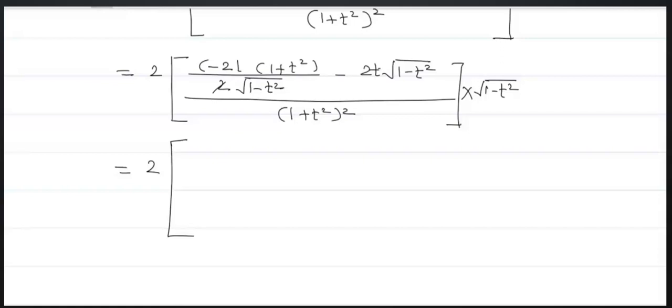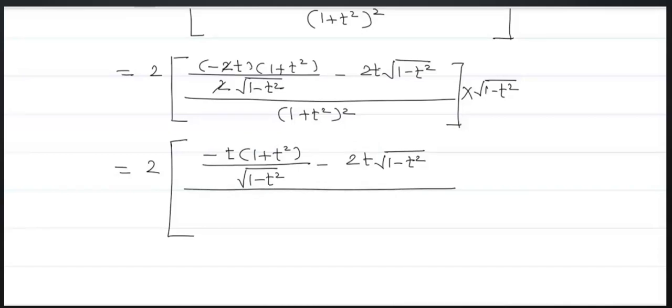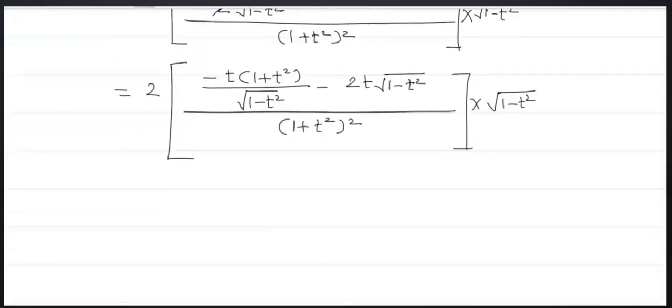This 2, 2 get cancelled, not t. That is minus t into (1 plus t²) upon root of (1 minus t²), minus 2t root of (1 minus t²) upon (1 plus t²) whole square into root of (1 minus t²). Now simplify this.